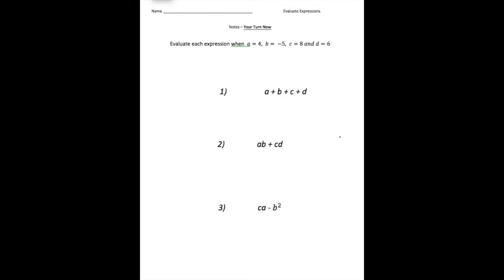All right, welcome back. Let's see how you did. This first expression, we have A plus B plus C plus D. So let's plug in the values that we know. A is going to be 4, so it's going to be 4 plus B, which is -5, C is going to be 8, and D is going to be 6. Now we simplify this. 4 plus 6 is 10, plus 8 is 18, and then plus -5 gives us 13.